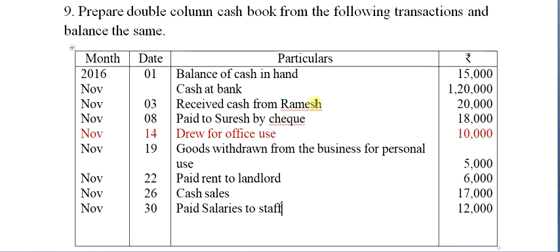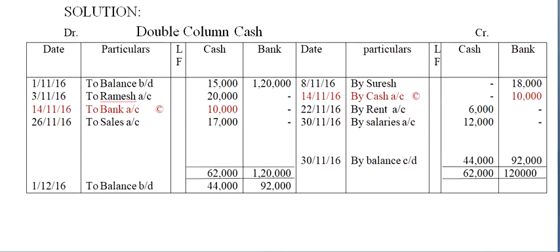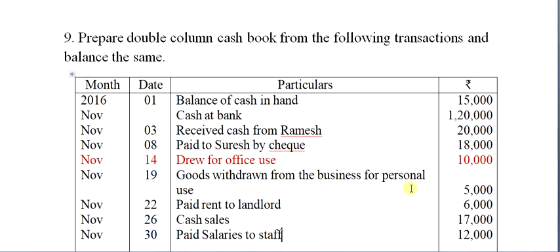November 3rd, received cash from Ramesh. How much is there? 20,000. So we are receiving 20,000 cash from Ramesh. So on 3rd November 2016, to Ramesh account, 20,000 cash we are receiving. In the bank column it is nil because we are receiving the cash. So next transaction, what happens here?